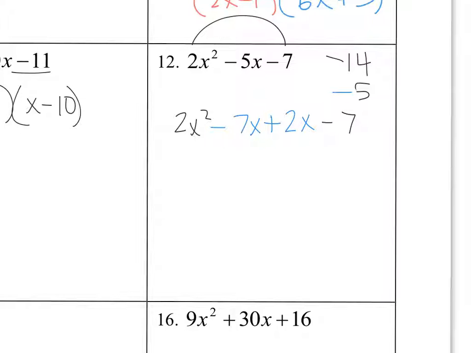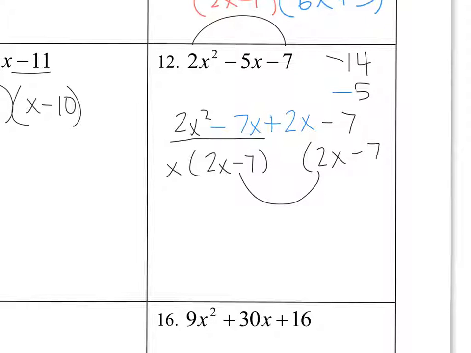I just expanded this. Now I'm going to factor by grouping. So here, I can factor out an x and get 2x minus 7. Then I'm going to copy it over here, 2x minus 7. So this had to be a 1 because it didn't change. It's the same thing. So I'm going to put the outsides together and copy down 2x minus 7.